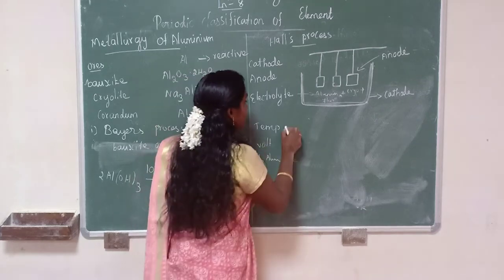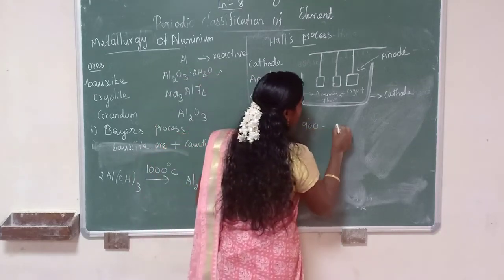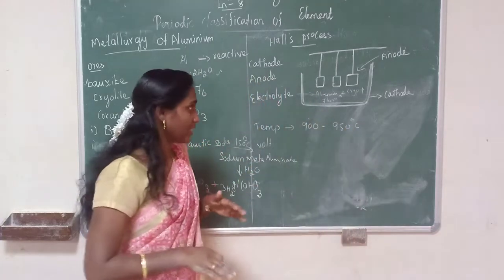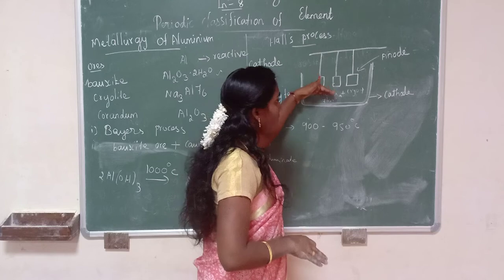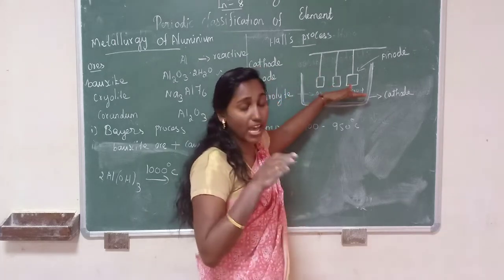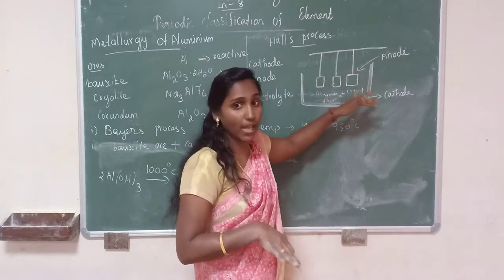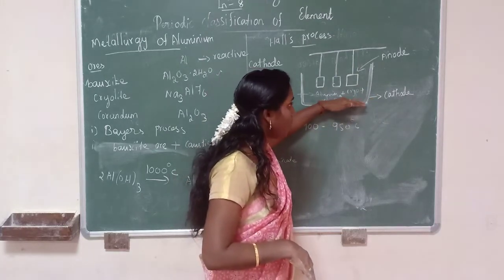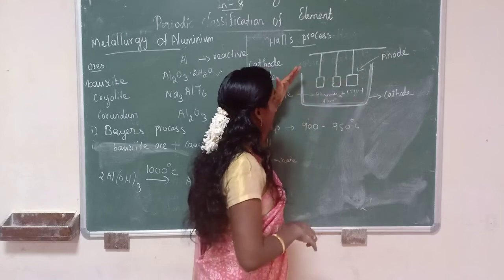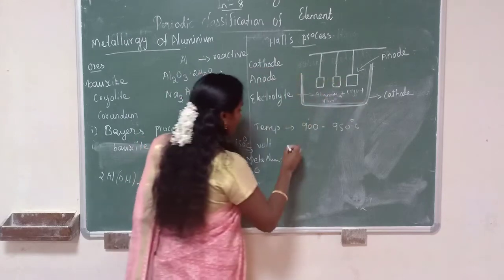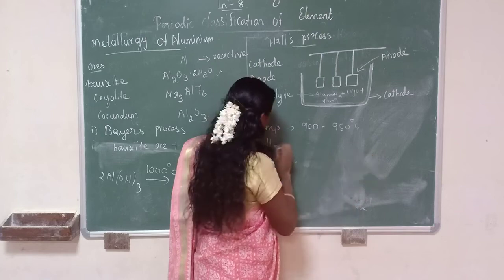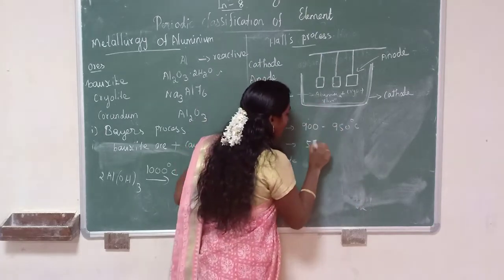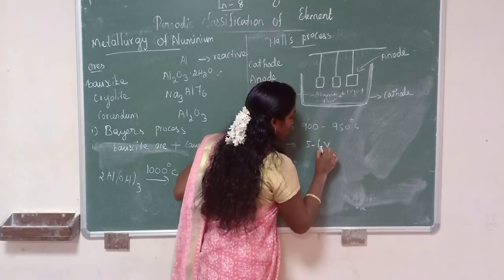So when we are passing current at a temperature of 900 to 950 degrees Celsius, this alumina will be settled. Sorry, aluminium. This alumina is converted into aluminium in this electrolytic process. So aluminium is settled at the bottom of the tank. I can write the overall reaction. Before that, how many volts are we using in this electrolytic cell? 5 to 6 volts.